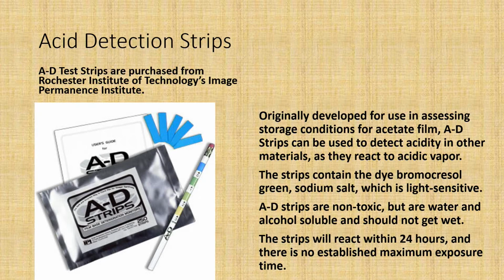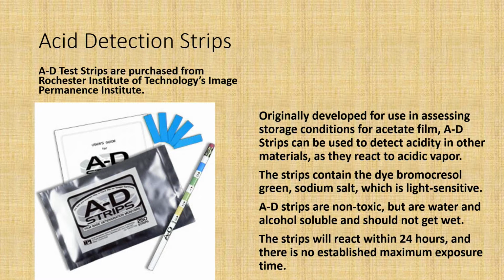Acid detection strips from the Rochester Institute of Technology's Image Permanence Institute provide an easy way to check for acidity in storage or display areas. The strips, which contain light-sensitive dye bromocresol green sodium salt, will react with acidic vapors and change from blue to green and then yellow in the presence of acidic vapor. A microenvironment can be created using, say, a sealable polyethylene bag, and the material sample and an AD strip can be placed inside. If, over the course of several days, the color of the strip begins to yellow, it indicates that the material sample is off-gassing acidic vapors.